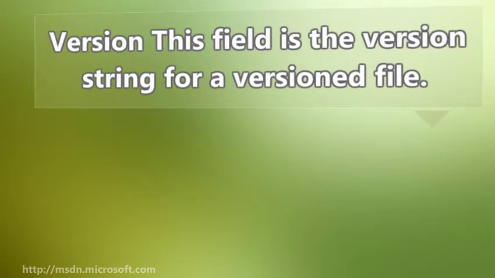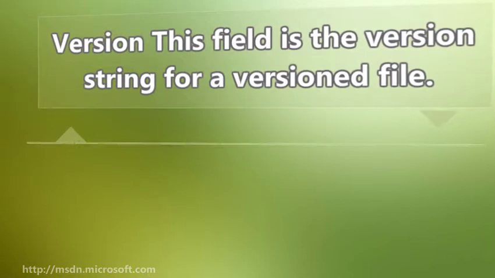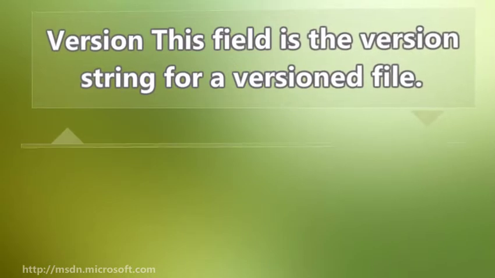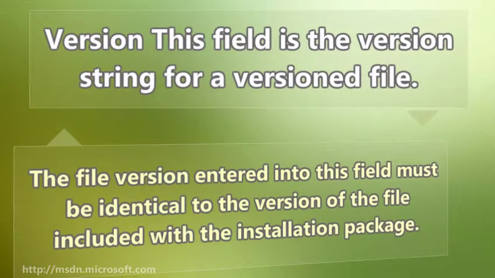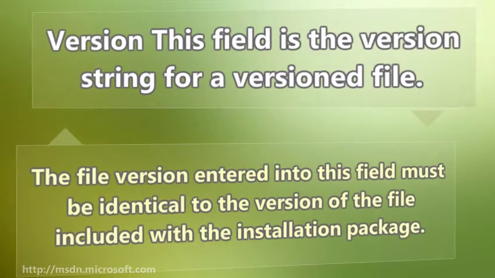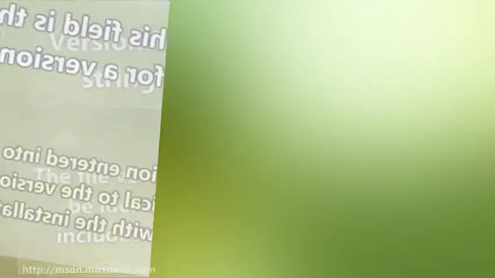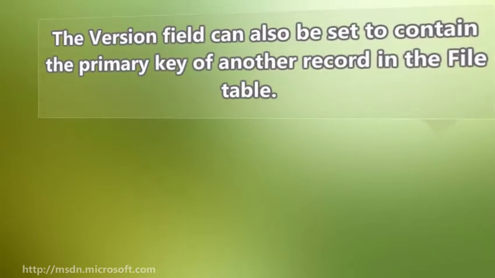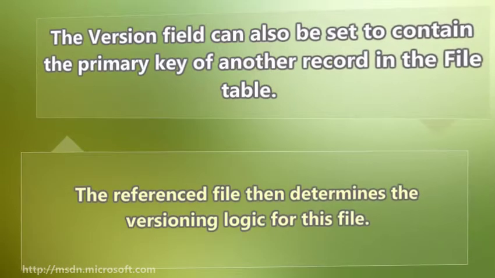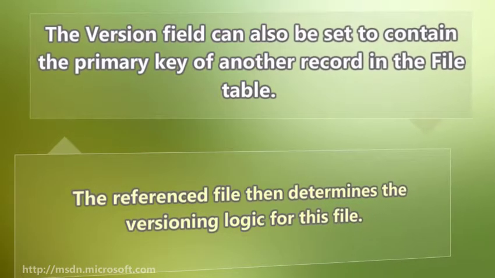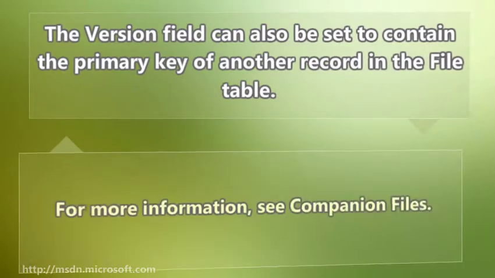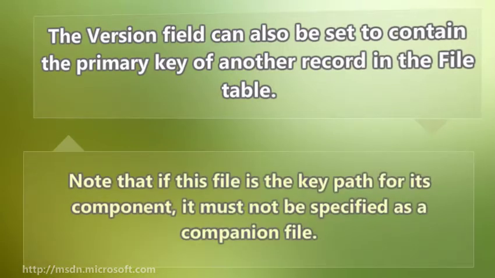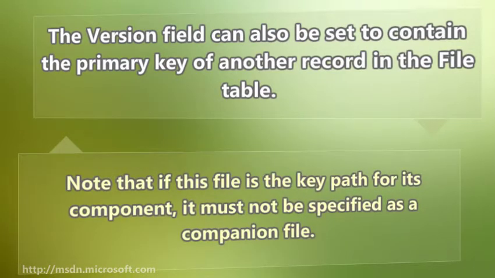Version: this field is the version string for a versioned file. This field is blank for non-versioned files. The file version entered into this field must be identical to the version of the file included with the installation package. The Version field can also be set to contain the primary key of another record in the File table. The referenced file then determines the versioning logic for this file. For more information, see Companion Files. Note that if this file is the key path for its component, it must not be specified as a companion file.